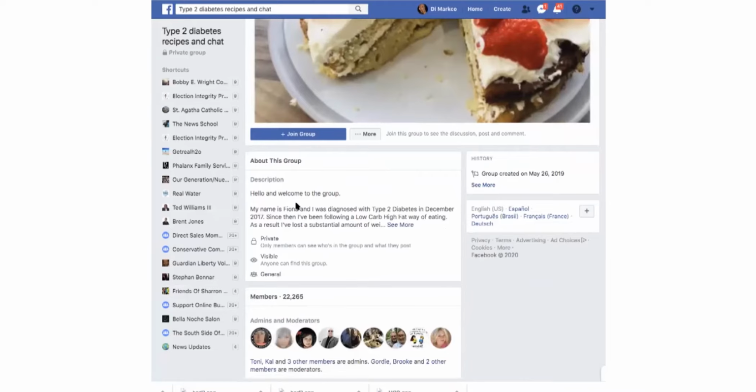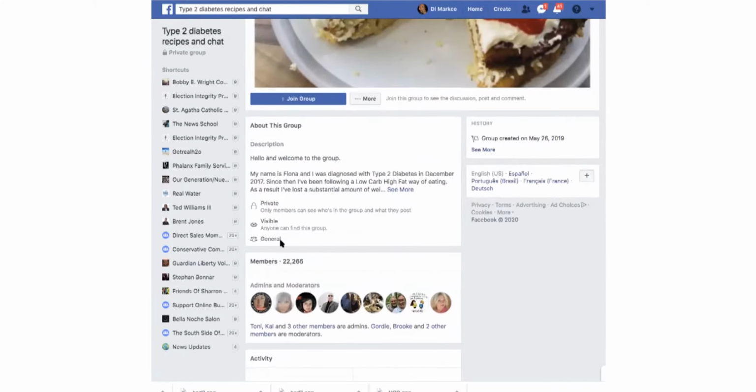This description says, hello, welcome to the group. My name is Fiona and I was diagnosed with type 2 diabetes in December 2017. Since then, I've been following a low-carb, high-fat way of eating. As a result, I've lost a substantial amount of weight. So this is a person that would be interested in real water. Great selection, Brent, because this person is going to be interested.